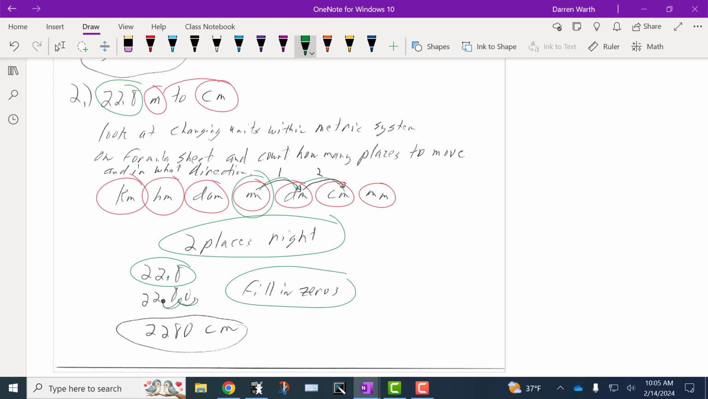Make sure you fill in your zeros for any place that does not have a unit value to it, and then just go ahead and write your answer. So that would come out to be 280 centimeters.